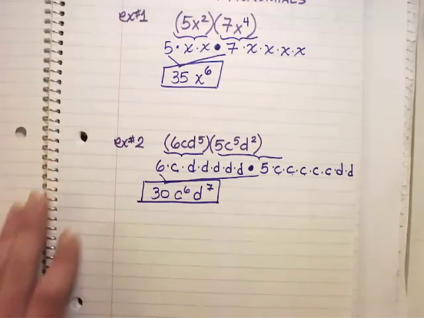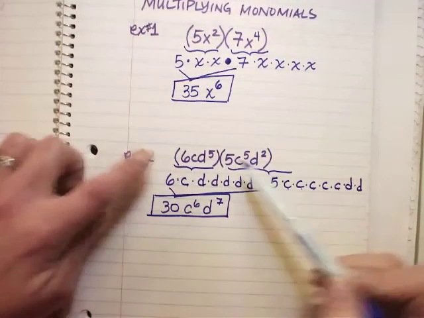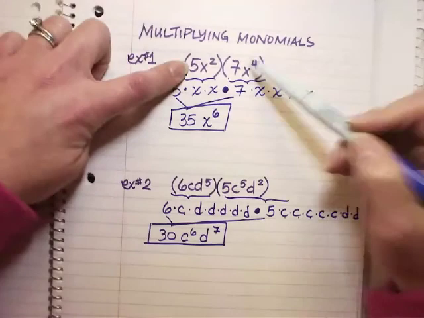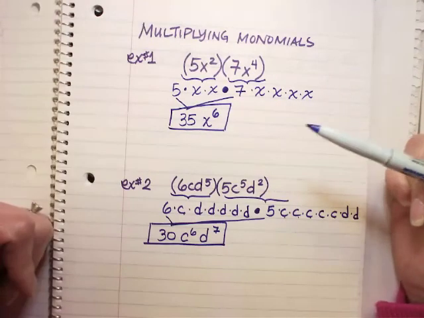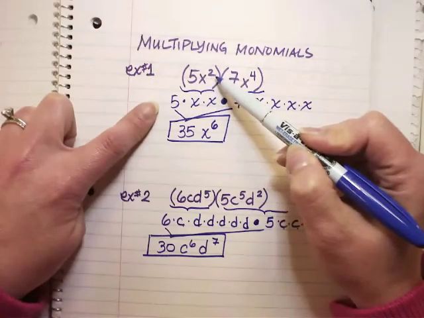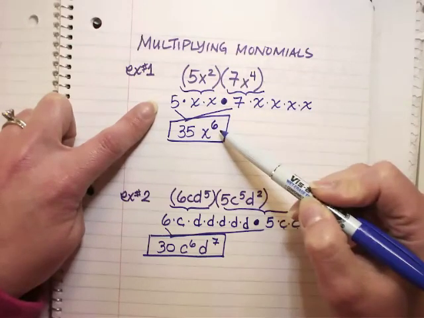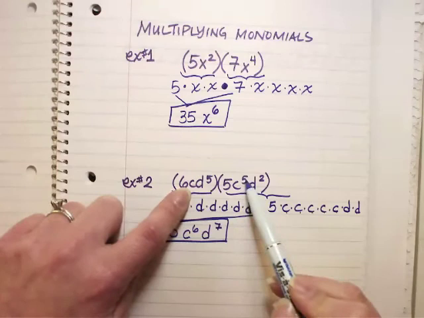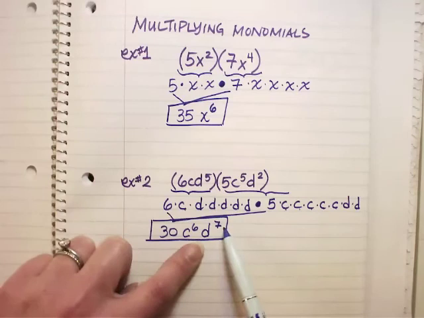Now, if you take a look at our two examples, see if we can figure out what the pattern is here. You notice if you have a coefficient, we end up multiplying them together. 6 times 5 is 30. In example 1, I had 5 times 7, it was 35. Now take a look at examples 1 and 2 as far as the variables are concerned. In example 1, I have x to the 2nd power, x to the 4th power, and in my answer I have x to the 6th power. Is there a pattern? In example 2, there's one c here, c to the 5th, I ended up with c to the 6th, d to the 5th, d to the 2nd, I ended up with d to the 7th. Anybody see a pattern here?